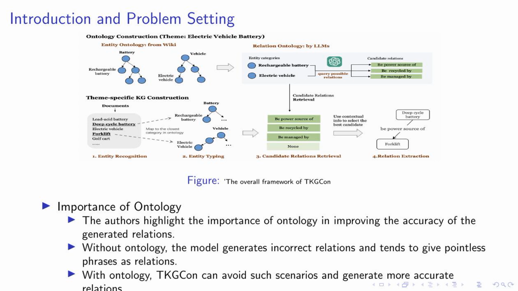TKG-Con outperforms other methods in extracting entities, with a significant improvement in recall rate and precision. It also shows improvements in triple extraction and theme coherence, thanks to the guidance of theme ontology. Limitations of other methods: OpenIE lacks semantic understanding, leading to incomplete and erroneous entities. GPT-4 based models may generate ambiguous and illogical relations or entities.